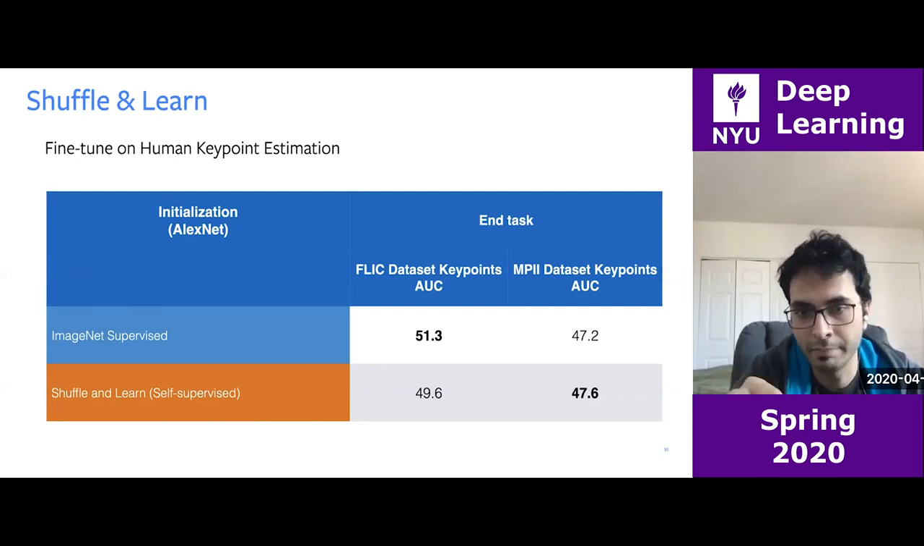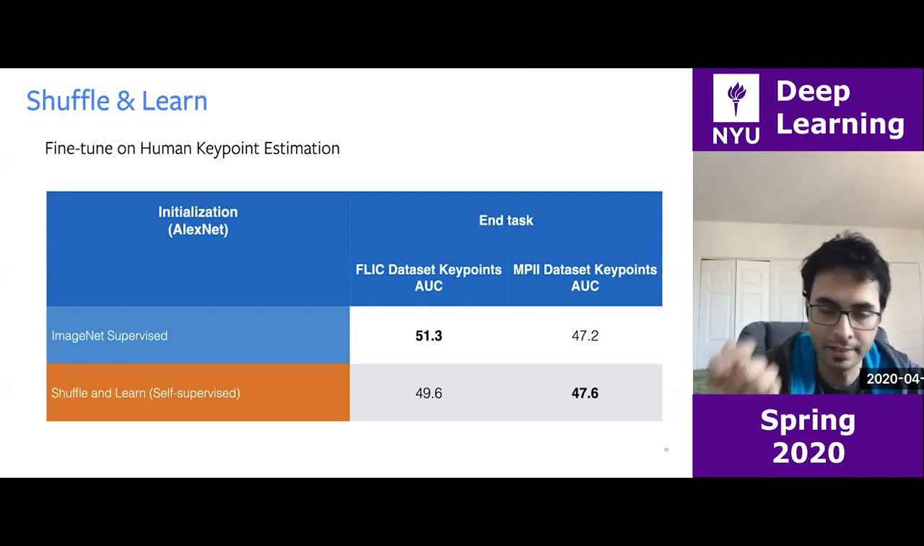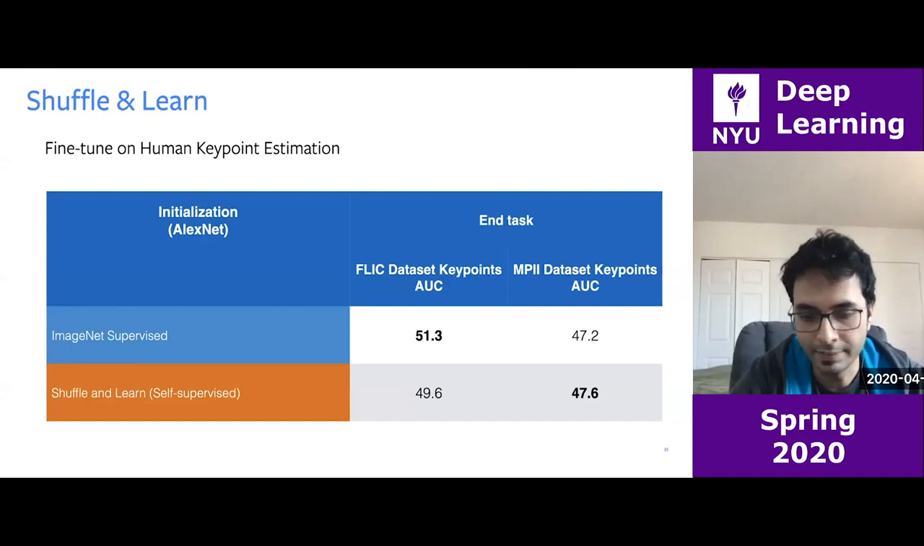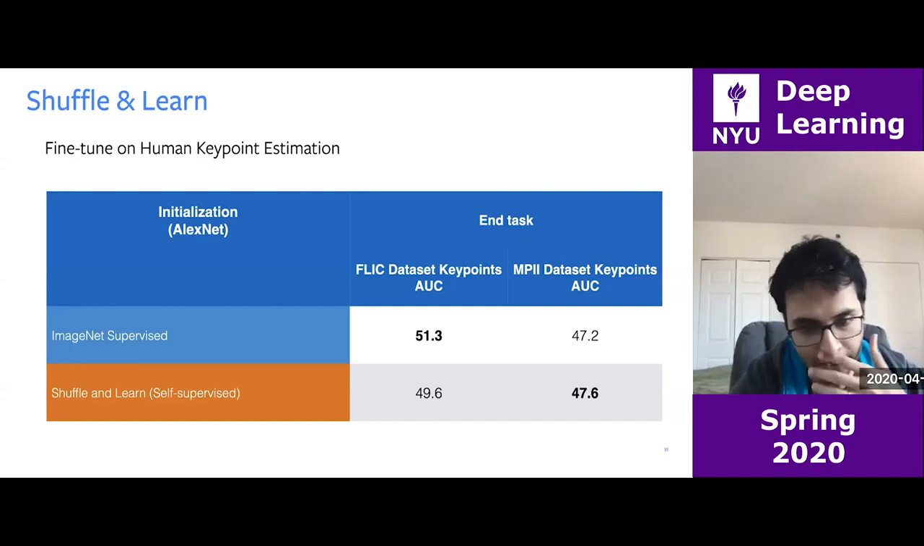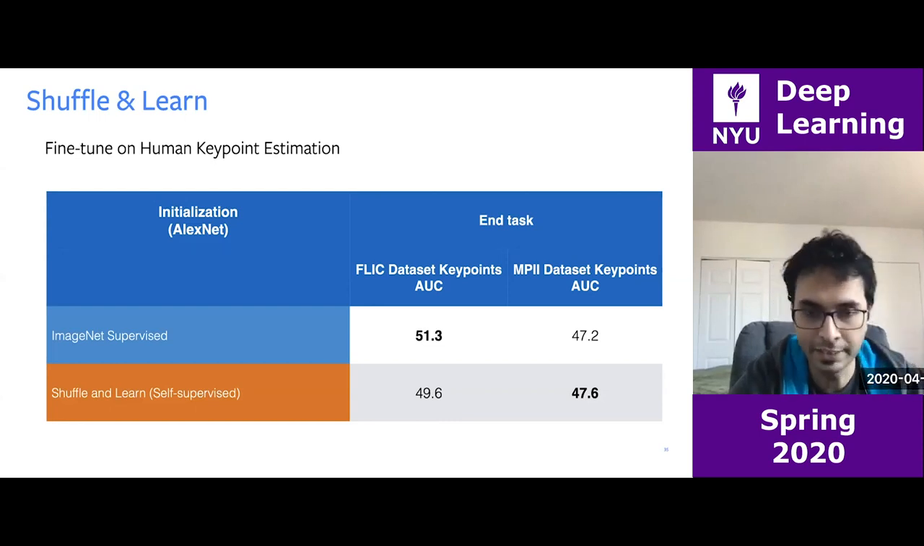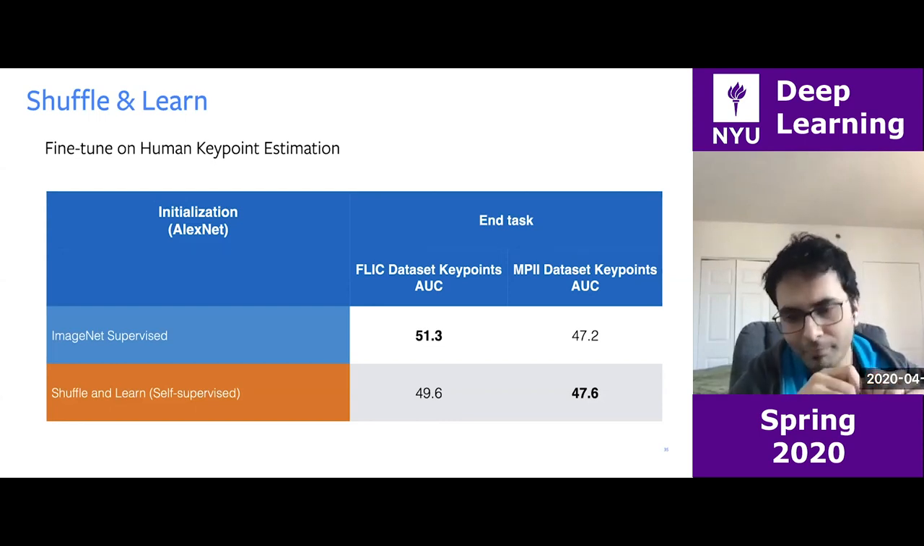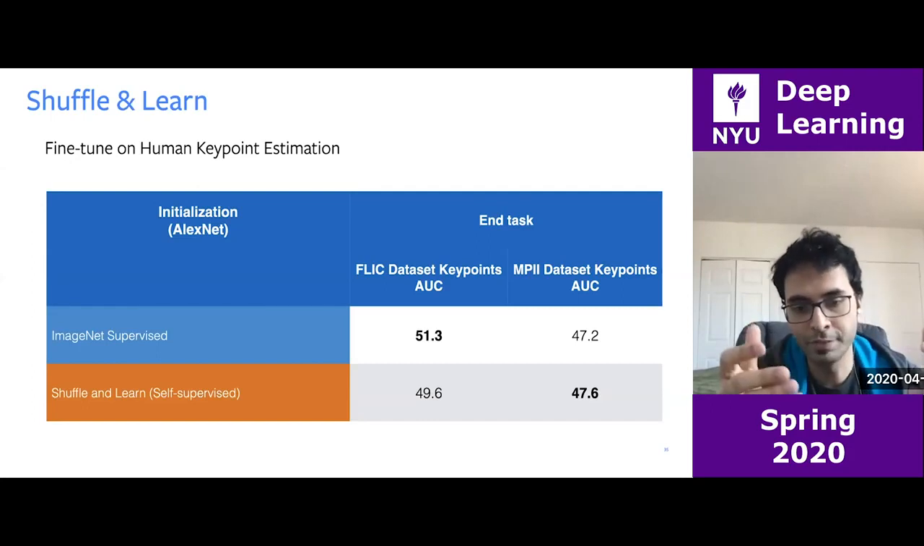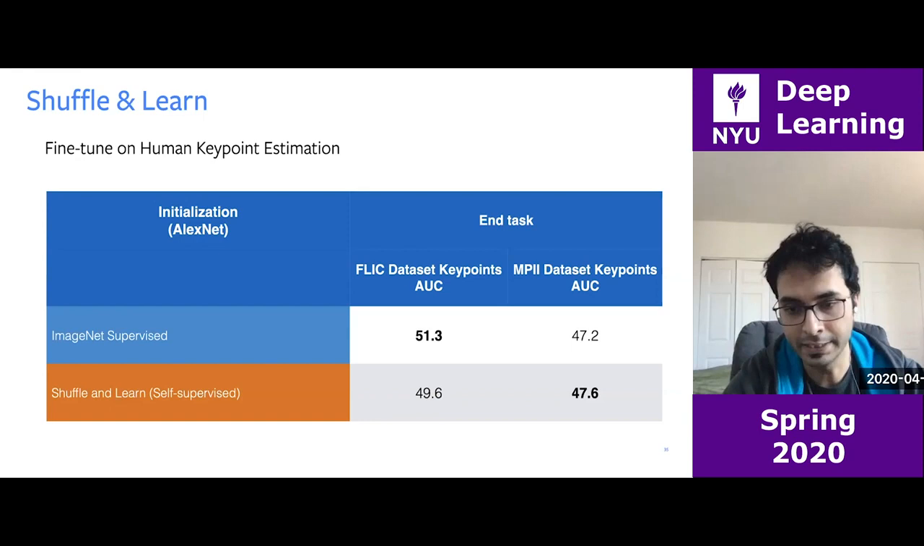In this case, what I'm measuring is AUC, which is area under the curve, so higher is better. And you can see that it's performing fairly well, which was very surprising to us because we hadn't really thought about this task when we were designing our pretext task. We really thought that doing this pretext task would help us understand actions better. But it turns out that you can have surprising outcomes depending on what you end up creating as a pretext task. So in this case, that was pose estimation.